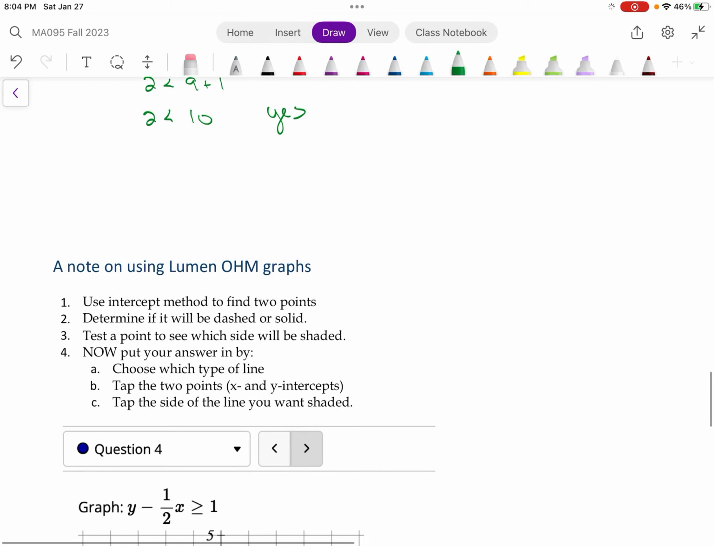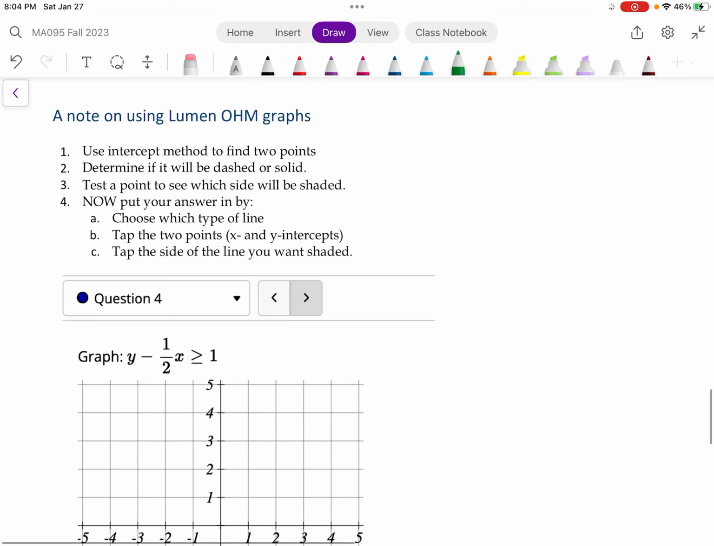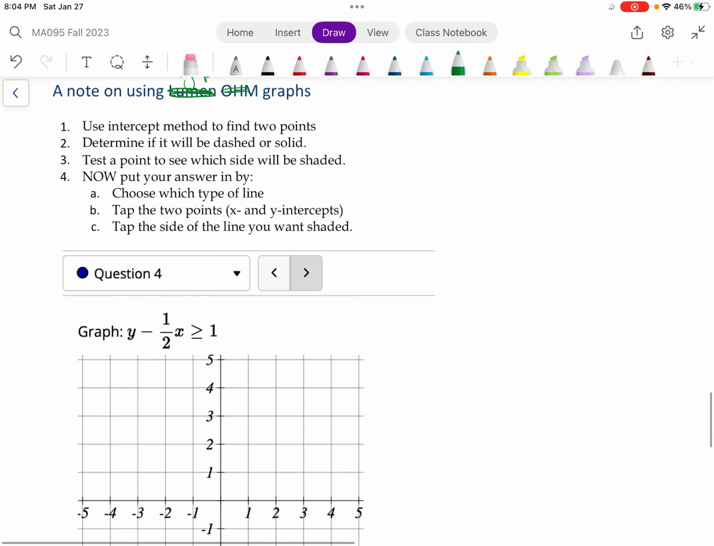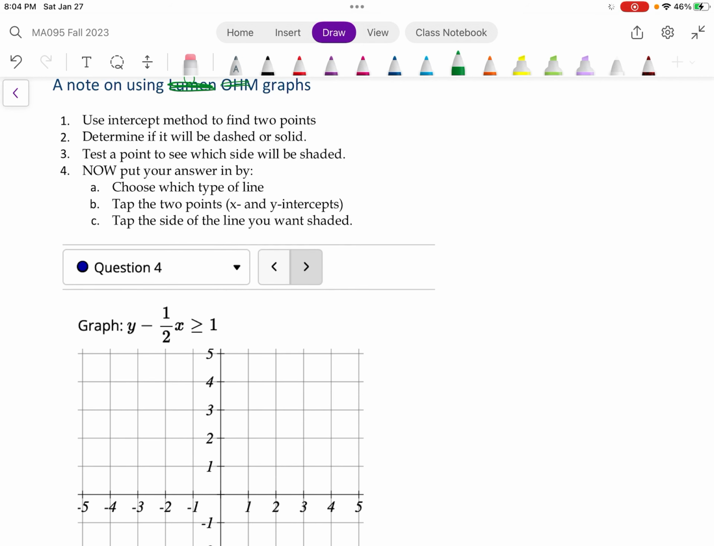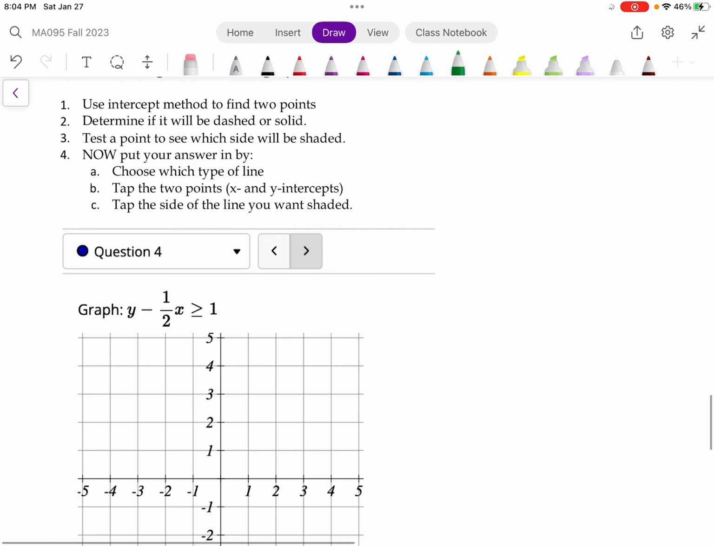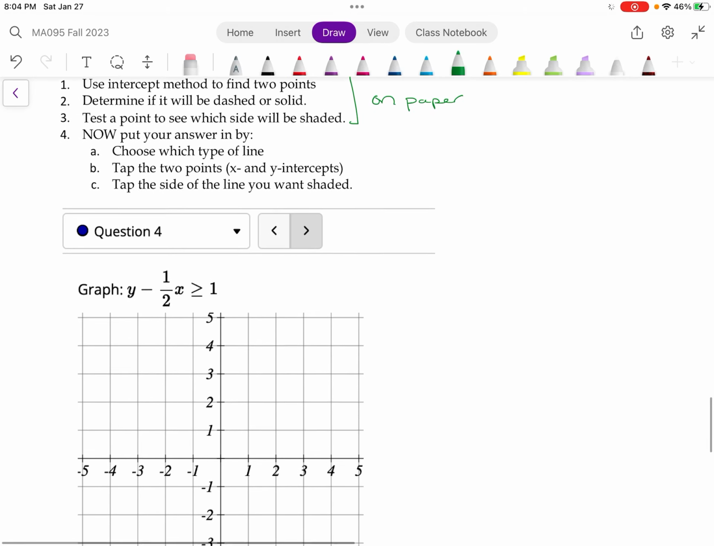All right, so the last topic, just a note on using the homework graphs. My open math graphs. All right, so we're going to use the intercept method to find 2 points, or just pick points. So use your method to find 2 points. Determine if it will be dashed or solid. Test a point to see which side will be shaded. So all of this needs to be done on paper. Do not try to do all of this in your head. It's too much, too many things, and there's too many places to make mistakes.